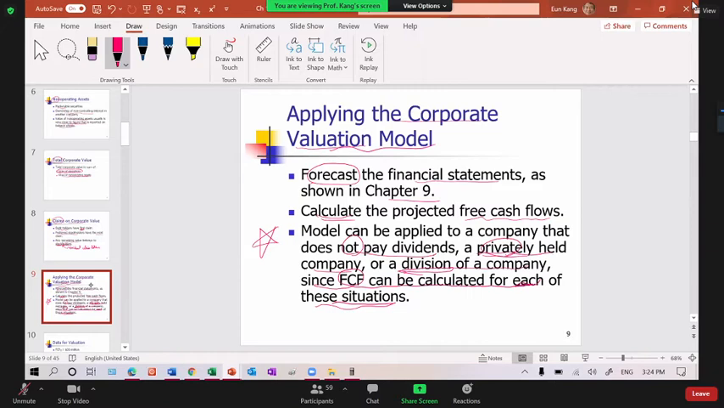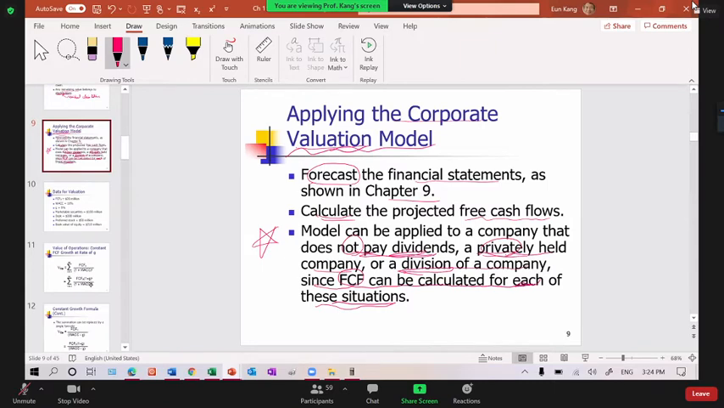There are many methods of stock valuation. We used dividend valuation from FIN 304, but this one, the corporate valuation model, can also be used, because even though a company does not pay dividends, we can value it, or privately held companies, or even a division of a company, because we can calculate free cash flow as long as they have financial data available. So this is a very important model to value any company or even any division.